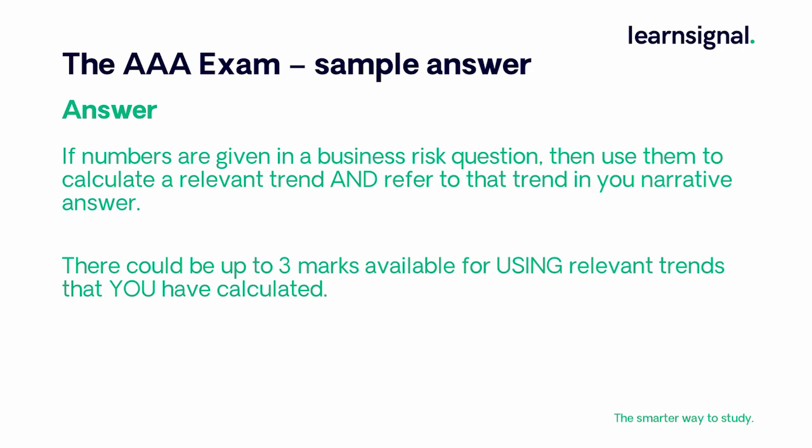There is one final point to make concerning this example. If numbers are given in a business risk question, then use them to calculate a relevant trend and refer to that trend in your narrative answer. There could be up to 3 marks available for using relevant trends you've calculated.